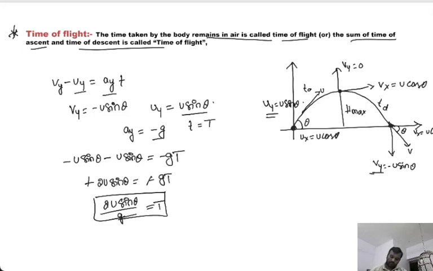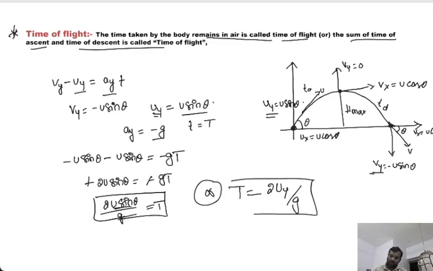Or t is equal to, you know here u sin theta means uy. Then t is equal to 2uy divided by g. This is also another formula for the time of flight. Next question for time of flight. A body is projected with initial velocity 19.6 meter per second.